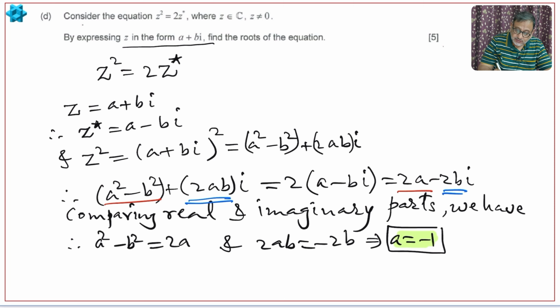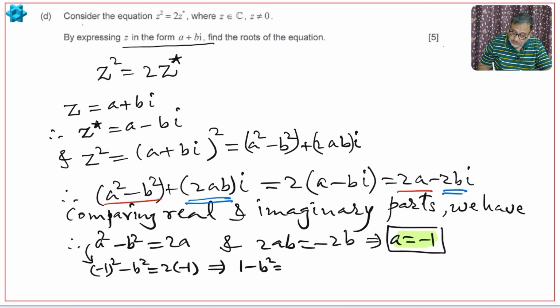When we have this value of a, what will be the value of b? So a is minus 1, so minus 1 squared. Here I am putting minus b square is equal to 2 into minus 1. So this gives me 1 minus b square is equal to minus 2. So b square is equal to 3. So b is equal to plus minus root 3.